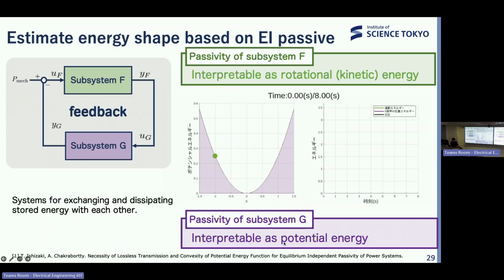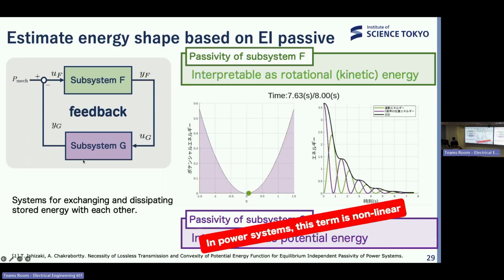So in the image, subsystem F is interpretable as rotational energy, and on the other hand, subsystem G can be interpretable as potential energy. So each subsystem is passive, and the negative feedback is asymptotically stable.